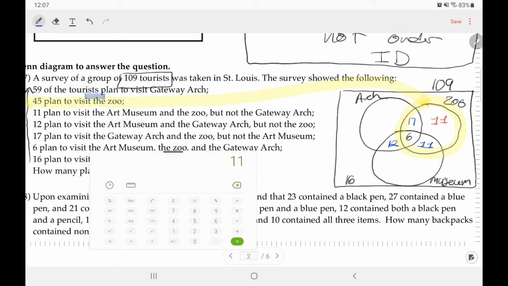It says 59 of the tourists plan to visit the Gateway Arch. This entire circle is going to be Gateway Arch. Inside of that circle so far, we have 17, 6, and 12. So we can add 17 with 6 and with 12, which equals 35, and then subtract 35 from 59 to find the missing piece. 59 minus 35 equals 24.